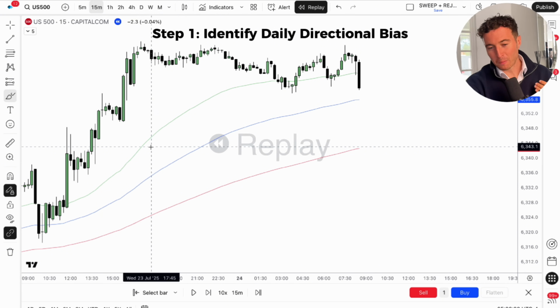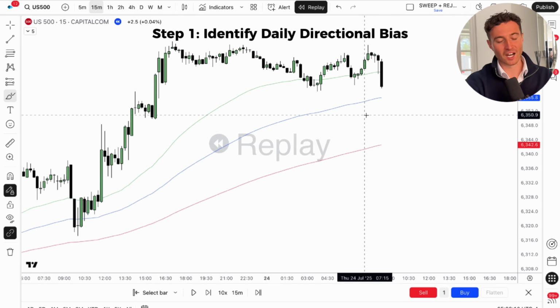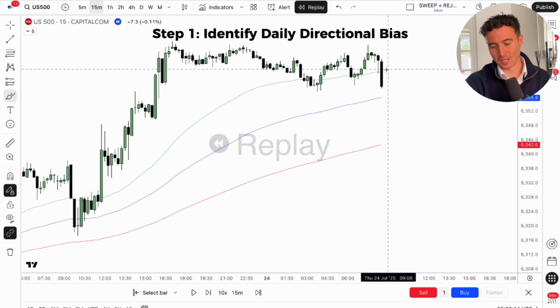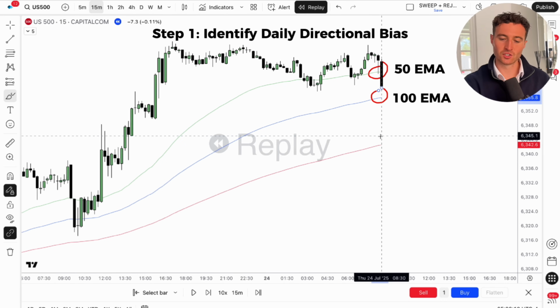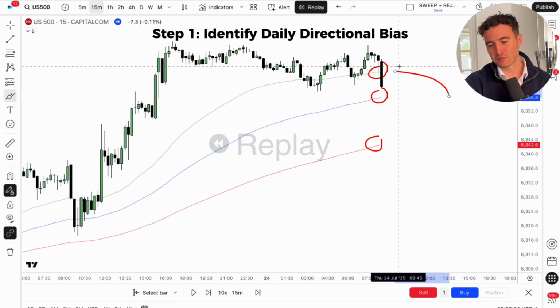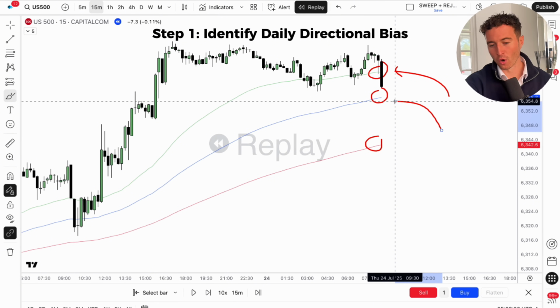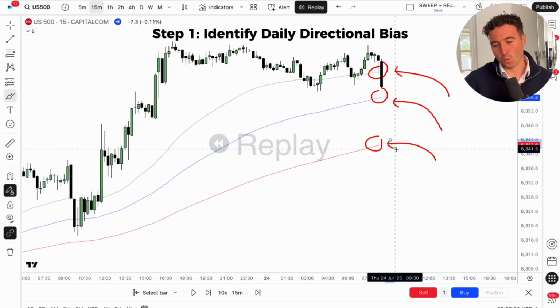A very objective and simple way to identify our directional bias is by using a 50, 100, and 200 exponential moving average. When the 50 is greater than the 100, which is greater than the 200, this indicates that we are long bias on this market, and so we will only be looking for long positions.